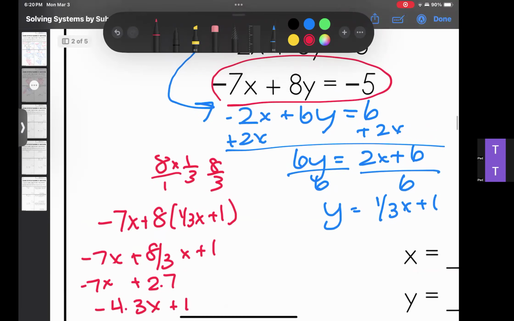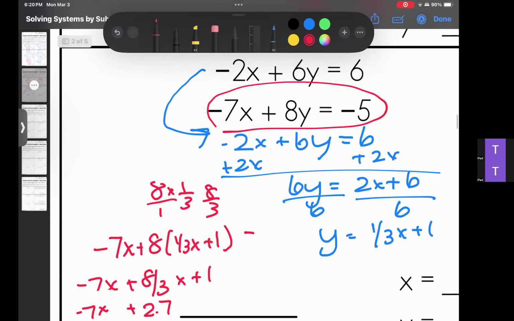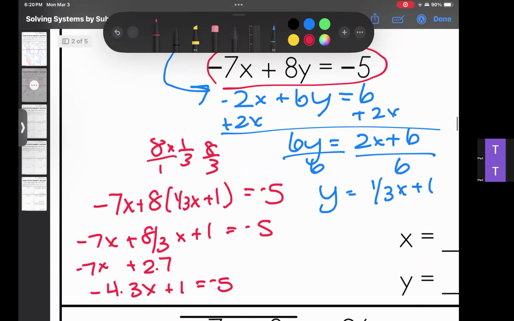Where's the rest of it? What do I do with that? I didn't even finish this. Equals negative 5. Oh my goodness. Okay. Equals negative 5. So we have negative 4.3x equals negative 6.